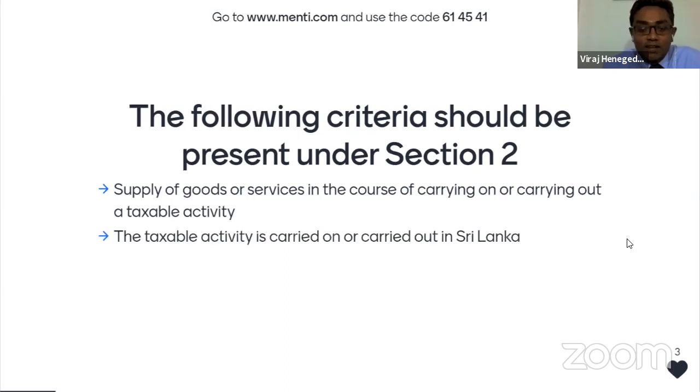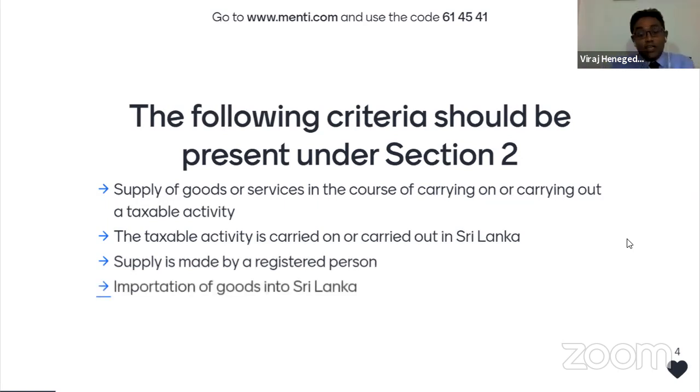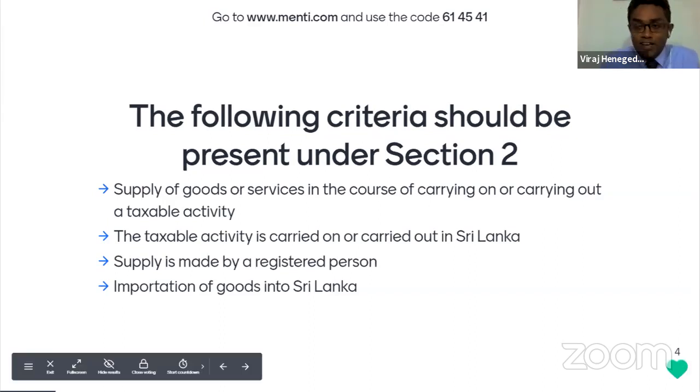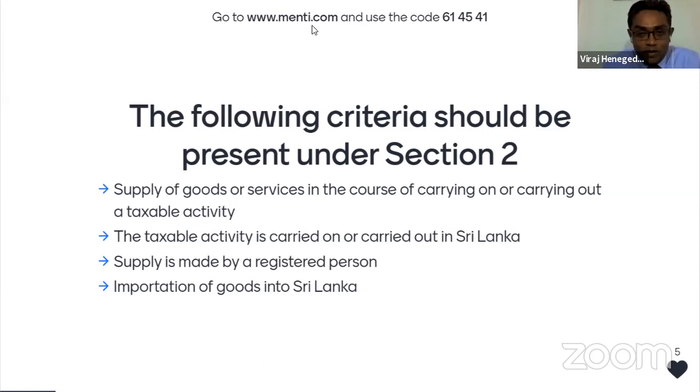And the taxable activity is carried on or carried out in Sri Lanka, and the supply is made by a registered person. And the last one is importation of goods into Sri Lanka. So what we are going to discuss today, if you look at these four, for the importation of goods, it's mandatory for you to get the registration. But in other cases, there is a threshold that you need to meet, and only then do you have to register.